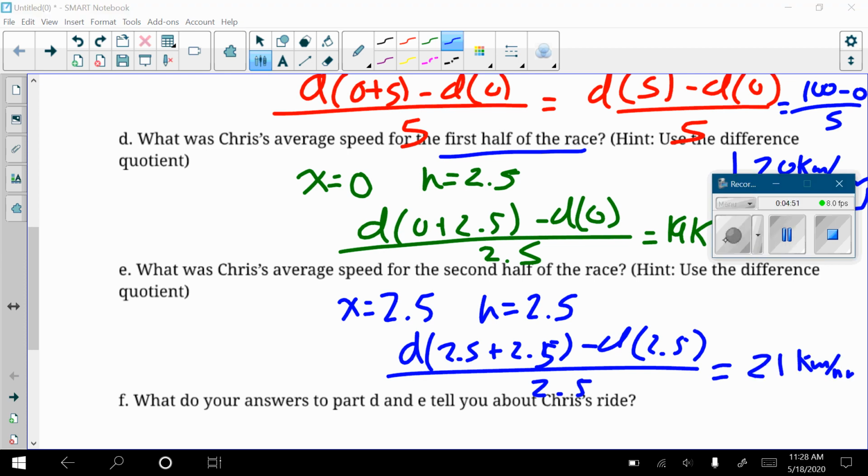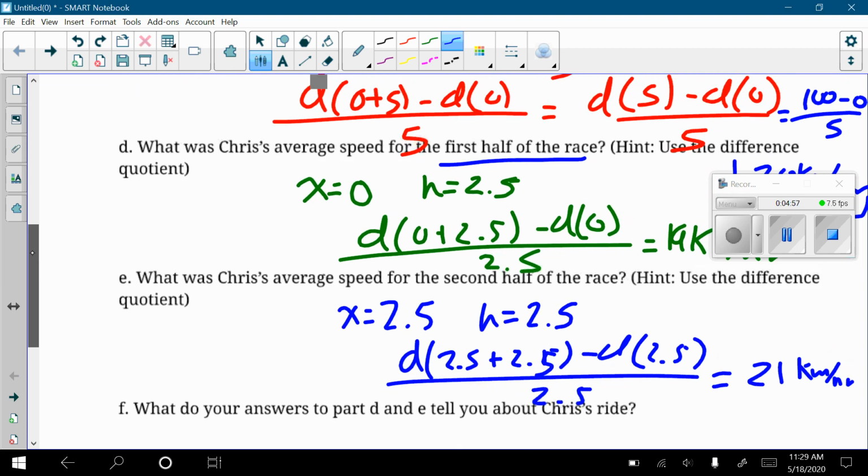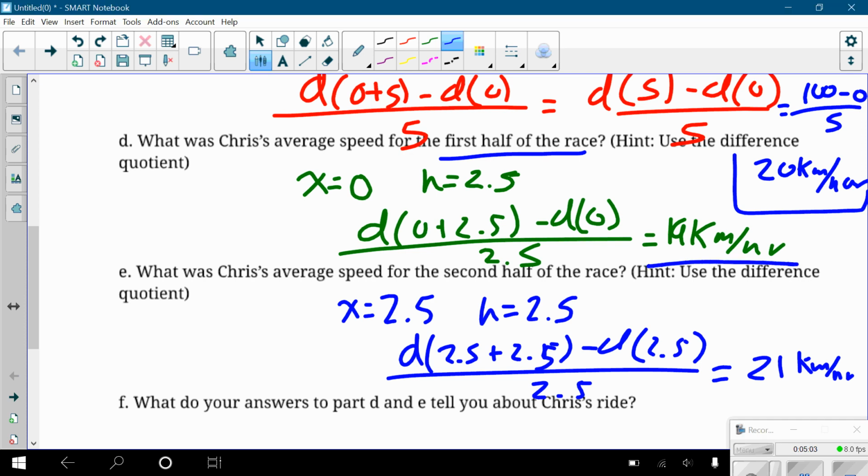And I got that the slope, the speed, was 21 kilometers per hour for the second half of the race. What does that tell you about part D and part E? Tell you about his ride? Well, it tells you that in the first half of the race he was riding slow, and the second half he sped up, so that overall he was riding 20.